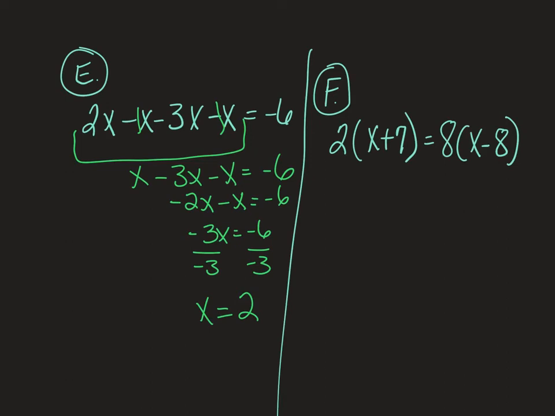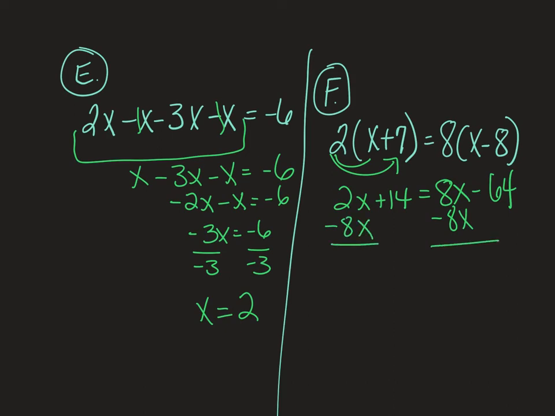Now, let's do a distributive property one here. 2x plus 14 equals 8x minus 8 times 8 is 64. Now, let's get our x's over on the left side, and we're going to do that through our inverse operation, which for a positive x we're going to subtract. Okay, that cancels this out. We're going to have a negative 6x plus 14 equals a negative 64.